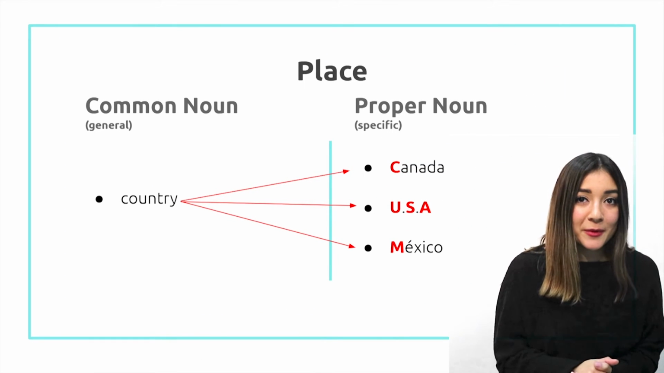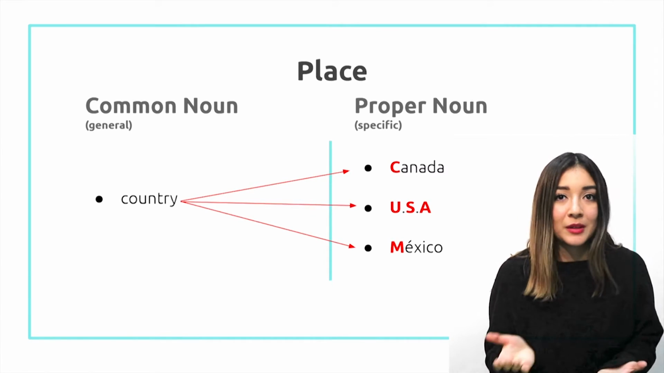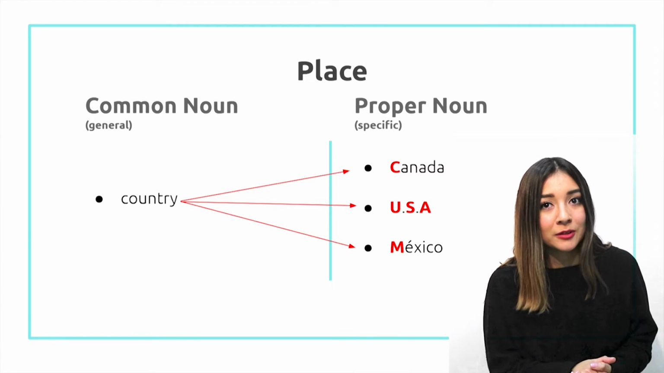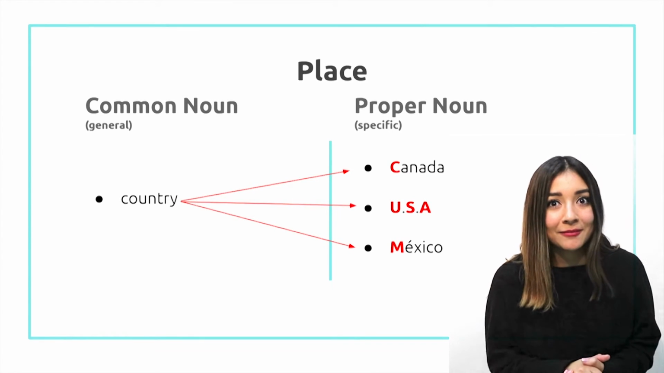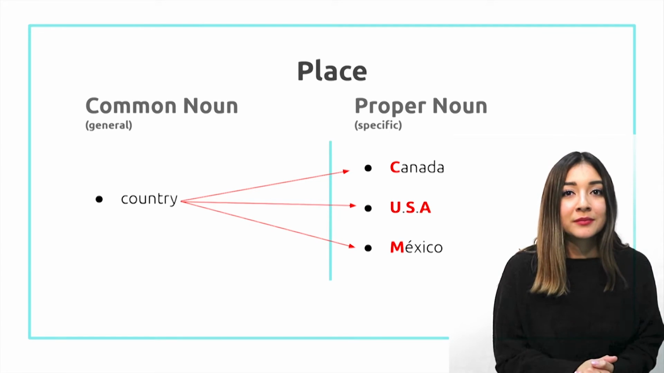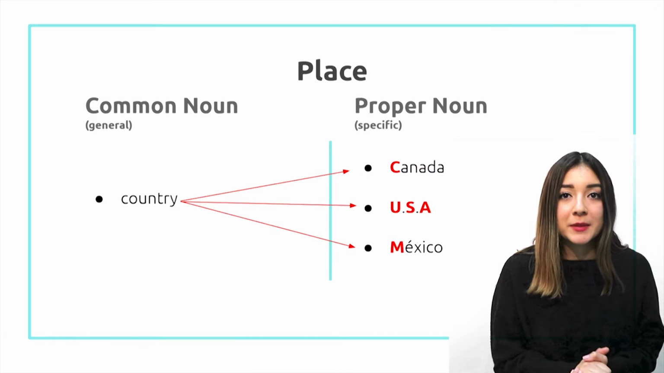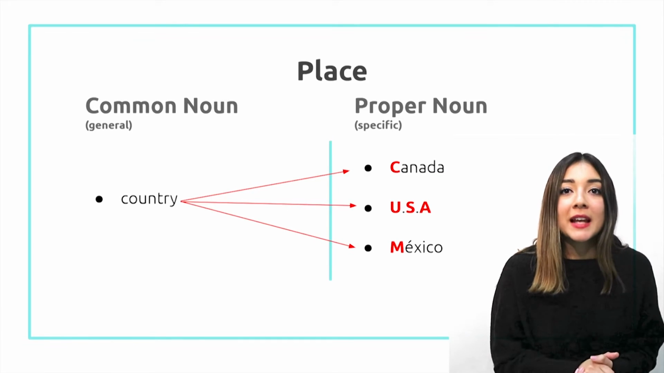Here are some examples of proper nouns, naming specific countries. USA, Mexico, the UK, the Netherlands, anywhere in the world. Any country, when we're referring to a specific place, will always be capitalized.